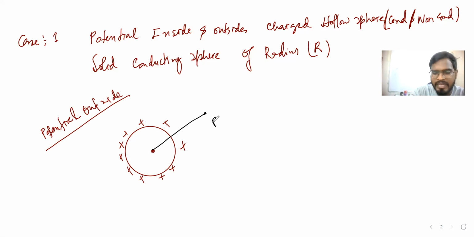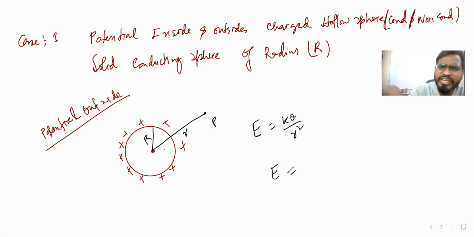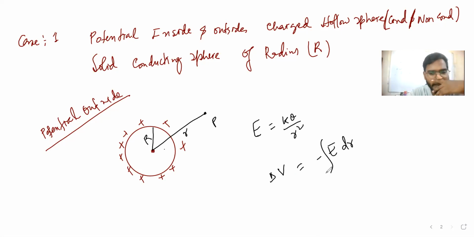Before, in electrostatics, we had done what the electric field due to a point charge outside is. So we can say E is kq by r square, where this is capital R and this is small r. Now we know the relation E is equal to minus dV by dr, but we want to find potential. So can we write delta V, change in potential, is equal to minus E dot dr? Of course we can.